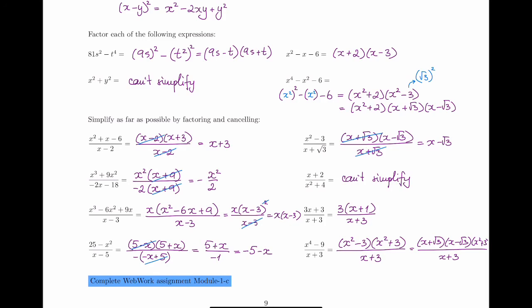Please take a look at WebWork Assignment Module 1C for more practice with factoring in various ways, because this will be essential in the next part of Module 1, which is all about solving equations.